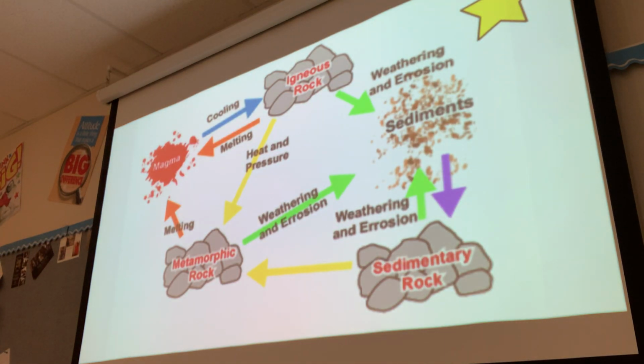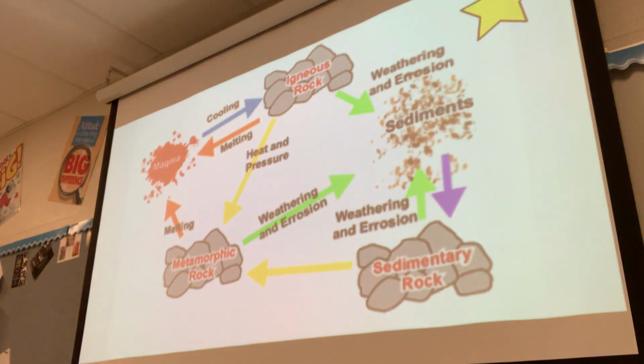But you get the idea that the rocks can change from one type to another, which is something that you probably don't realize because it's a rock. You don't think it changes that much. But this picture is also in Google Classroom, and it shows basically how the igneous, metamorphic, and sedimentary rocks are related and how they can change from one to another.